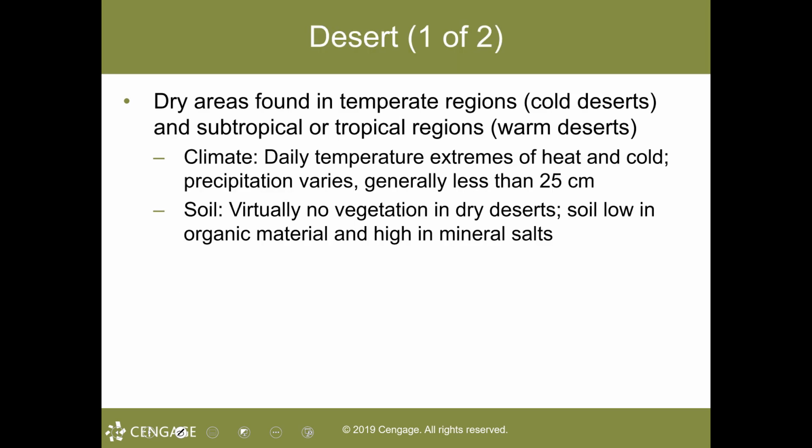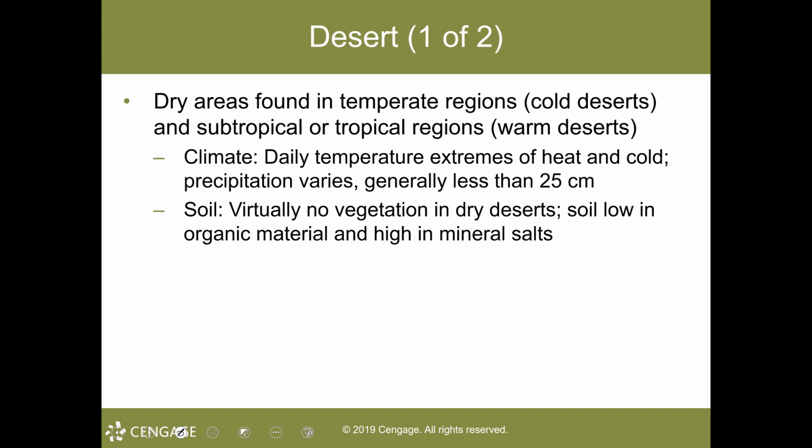Deserts. So the desert is an arid ecosystem. Deserts are dry areas found in temperate regions, which are cold deserts, and subtropical or tropical regions called warm deserts. North America has four distinct deserts. The Great Basin Desert in Nevada, Utah, and neighboring states is a cold desert dominated by sagebrush. The Mojave Desert in Nevada and California is a warm desert known for its Joshua trees.